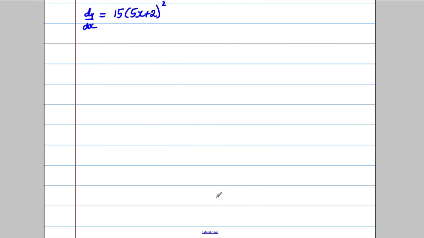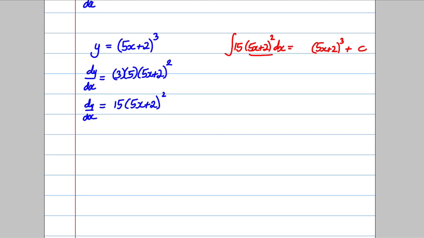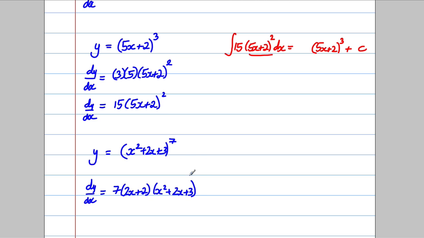Okay, now let's try one more, slightly more complicated one. What about if I gave you the function y is equal to (x squared add 2x add 3) all to the power of 7, and I asked you to differentiate this? What would dy by dx be? Well, you'd multiply by the 7, and then you differentiate inside the bracket, so you get 2x add 2. Then you keep the bracket as it was, x squared add 2x add 3, and you reduce the power by 1, so it'd be to the 6.